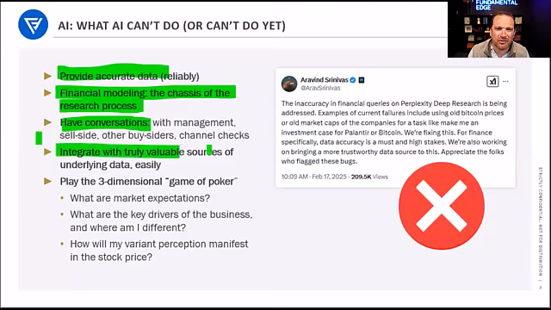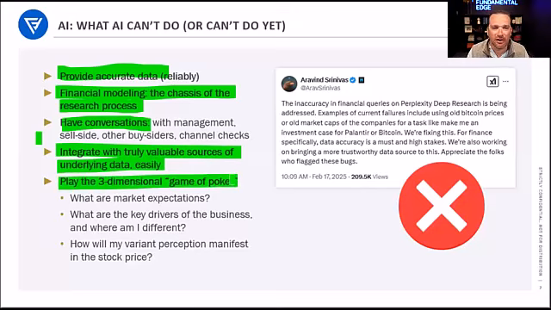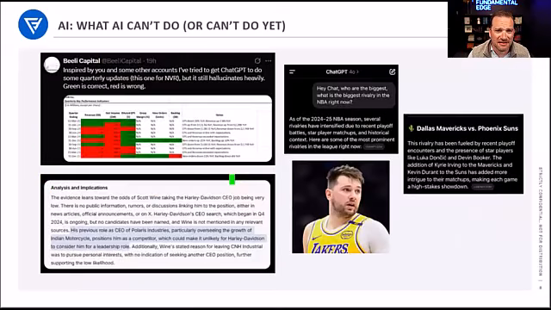It can't integrate with truly valuable sources of underlying data easily due to the context window limitations, certainly the open source tools, and it really can't play the three-dimensional game of poker. What's baked into the market? What are the key drivers, and where am I different, and how my variant perception manifests in the stock price?